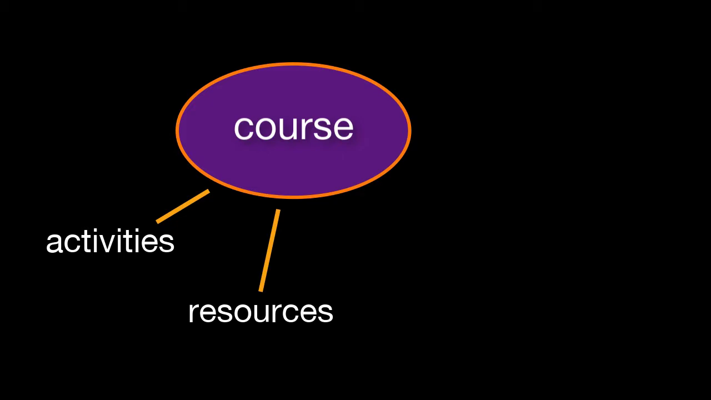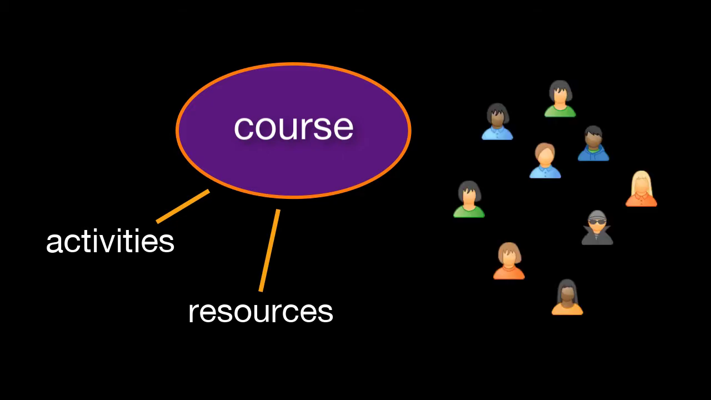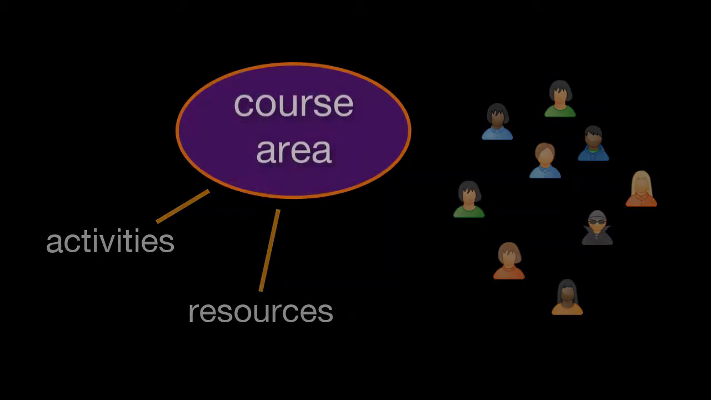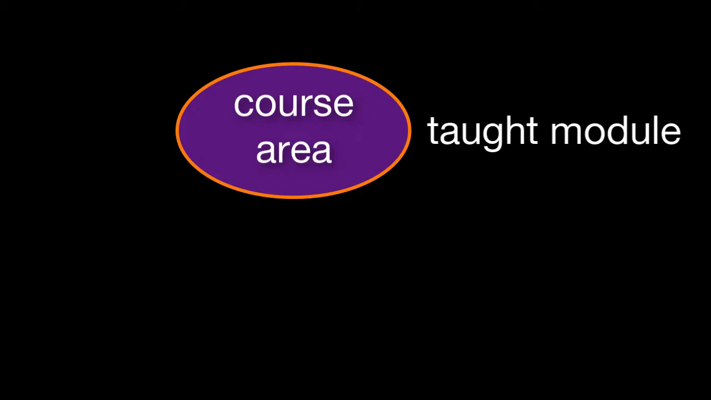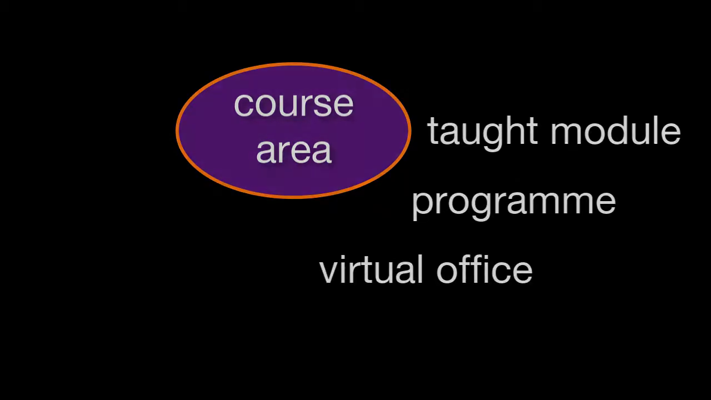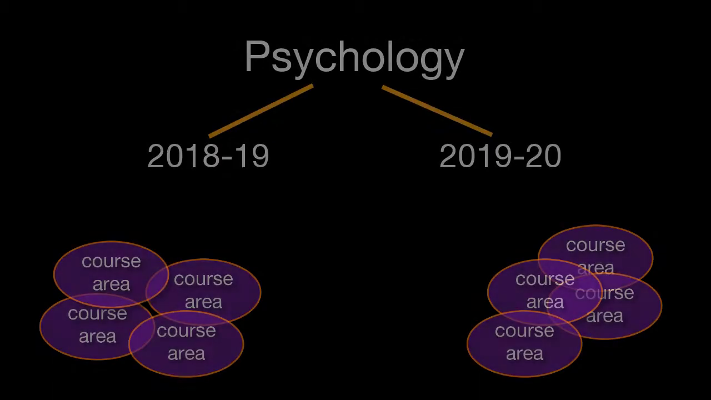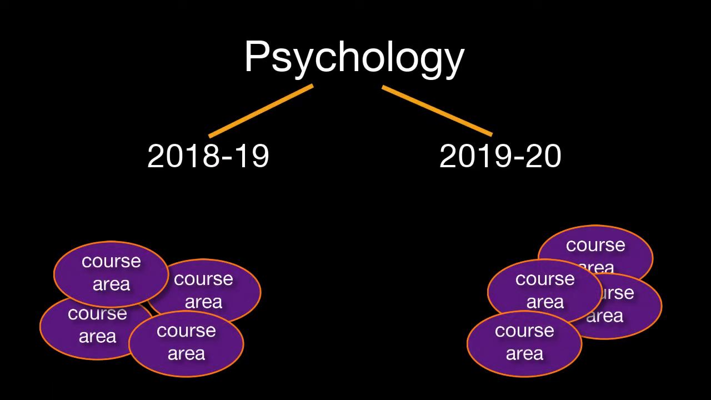Within learn.gold, these are held in a Moodle course, which holds the activities and resources for a specific cohort of students and teaching staff. Course is the Moodle term. We tend to refer to them as course areas in Goldsmiths. A course area could be a single taught module, a program level area, a departmental virtual office, almost anything. Course areas are grouped into categories by department and then by year.